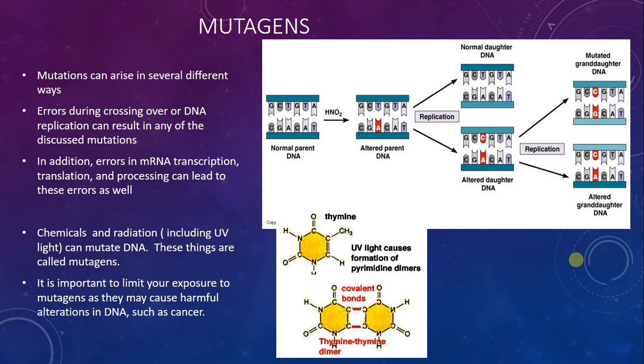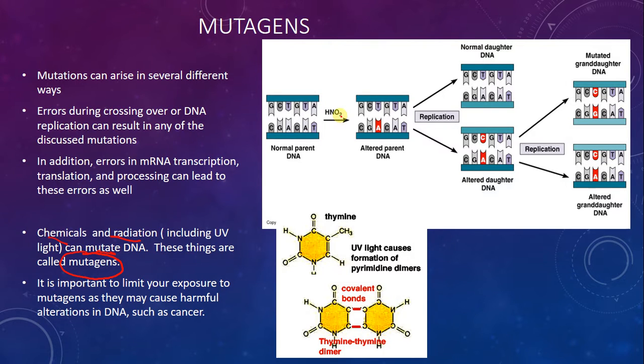Lastly, things that cause mutations, called mutagens. Mutations can arise in several different ways. Errors occurring during crossing over or DNA replication can result in any of the discussed mutations. Errors in mRNA transcription, translation, and processing can lead to errors as well. Another example is chemicals and radiation, including UV light, which can cause DNA mutations. Chemicals and radiation that cause mutations are called mutagens.